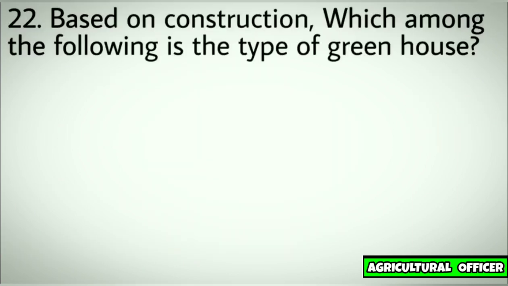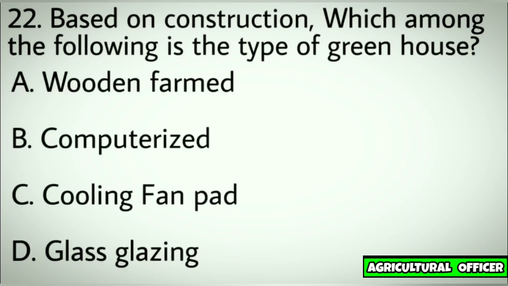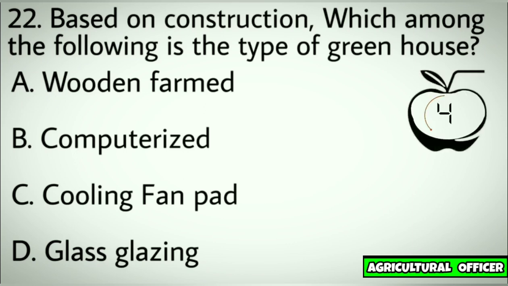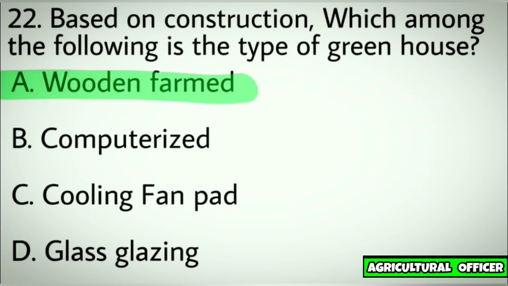Question number 22. Based on construction, which among the following is the type of greenhouse? Options A. Wooden formed, B. Computerized, C. Cooling fan pad, D. Glass glazing. Correct answer A. Wooden formed.